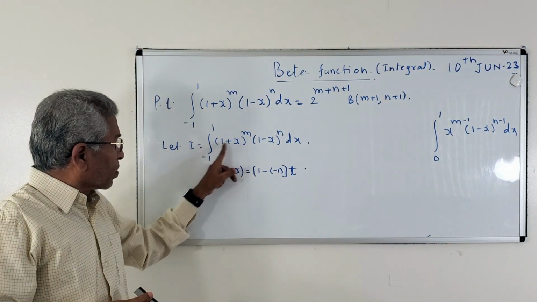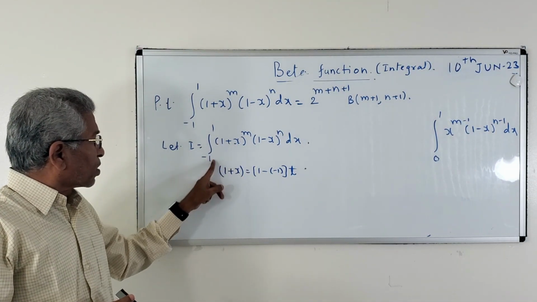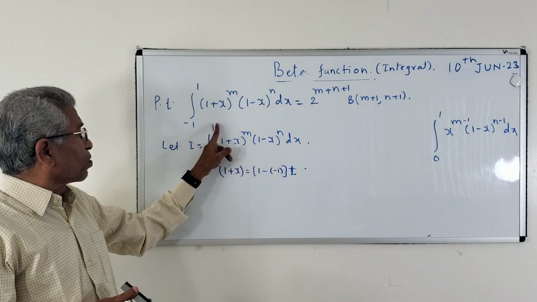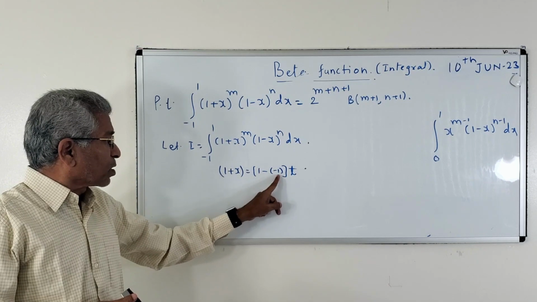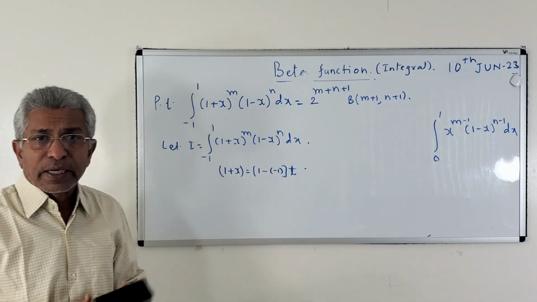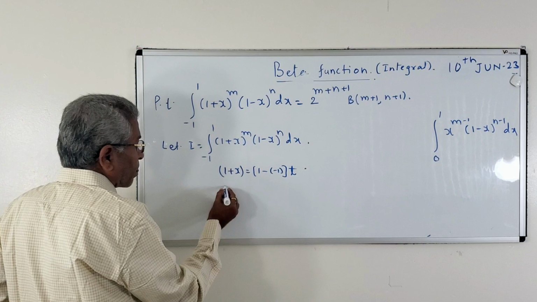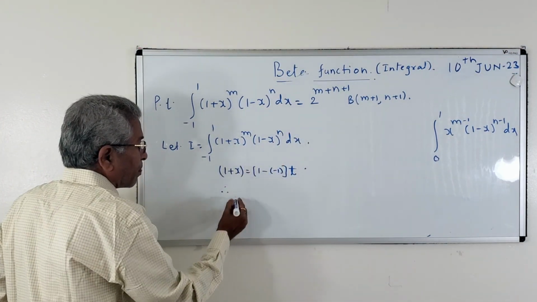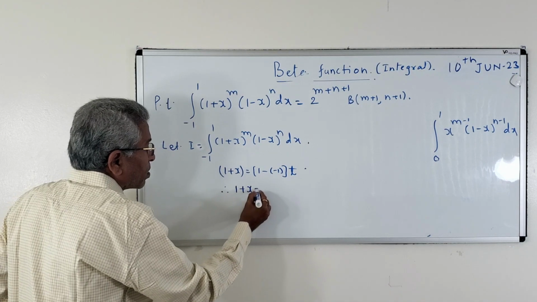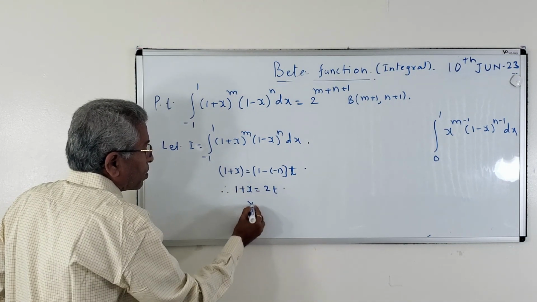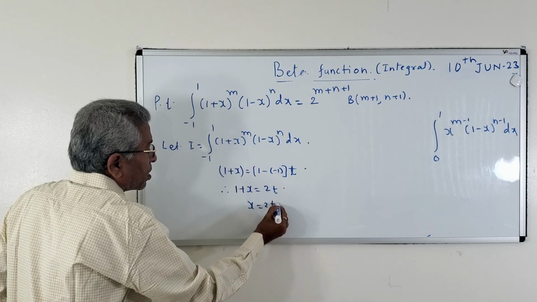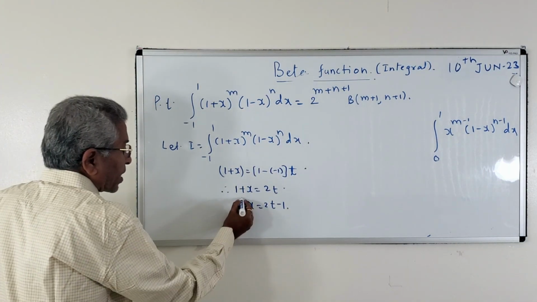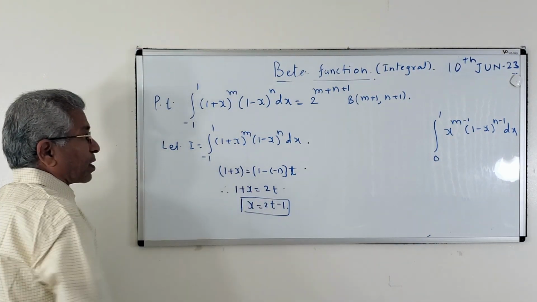So let us consider 1 plus x is equal to the difference of the two limits, upper limit minus lower limit. Generally the upper limit is always more than the lower limit. So upper limit minus lower limit multiplied by the new variable t. t is the new variable. Therefore, by this substitution, you will get the value of x in terms of t. 1 plus x is 2t, so x will be 2t minus 1. That is the substitution. So consider x is equal to 2t minus 1.